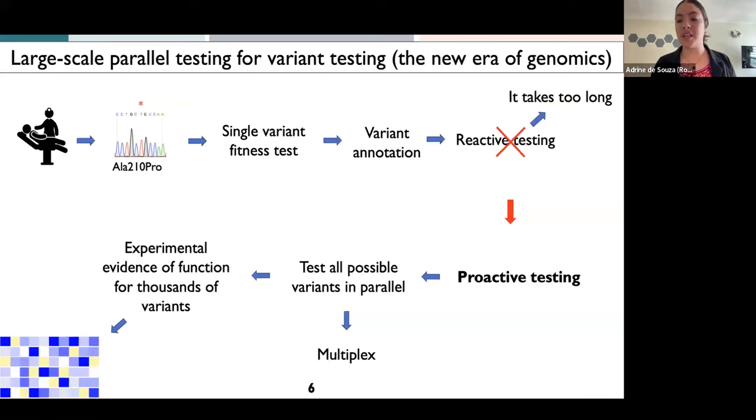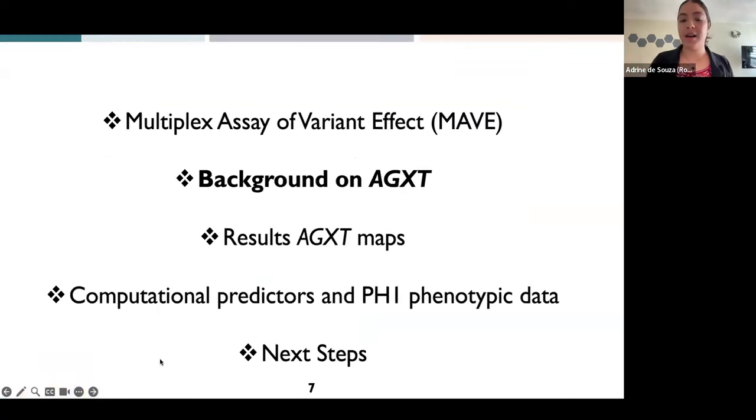So what we are suggesting here is a change of paradigm to retire the reactive testing and have a proactive testing approach, where we actually test all possible variants in parallel. We call this multiplexed. We can get the experimental evidence for function of thousands of variants of a single gene. So we make these lookup tables so that we have already detected functional variants even before they are detected in the clinic. Then I'm going to introduce you to the gene that I'm working on here, that is called AGXT.